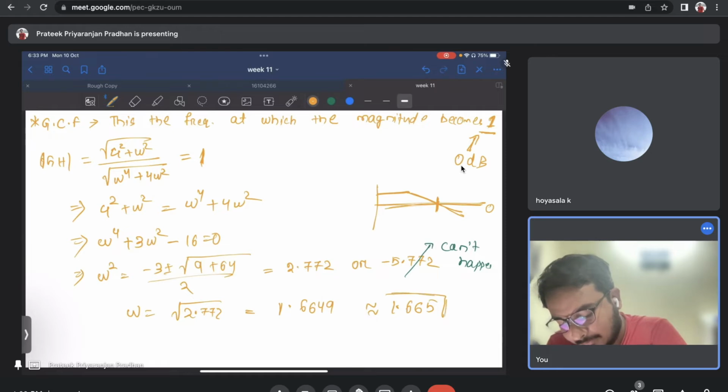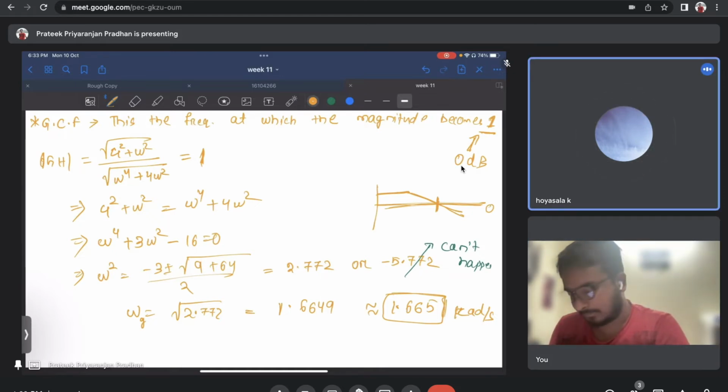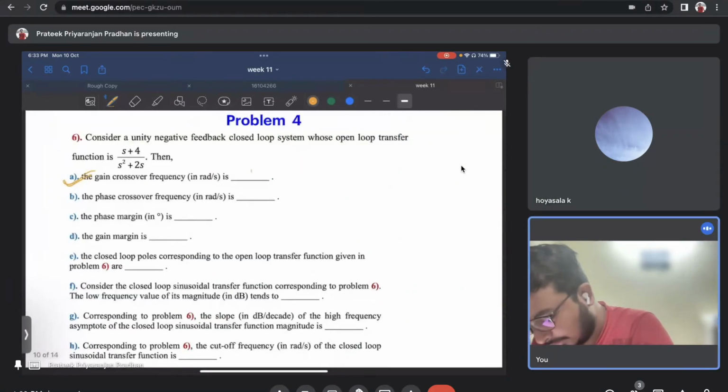This is in radians. Never forget the unit: radian per second. This is the gain crossover frequency. Understood how to derive the gain crossover frequency? So this solution is 1.665 radian per second.